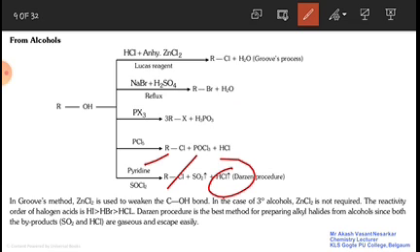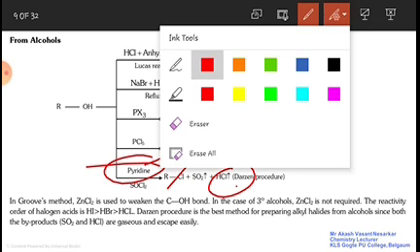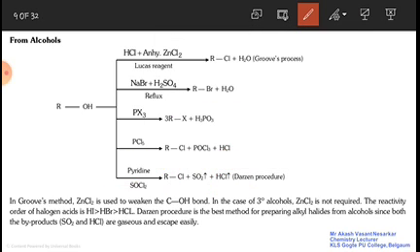So you will get alkyl chloride, and sulfur dioxide gas is liberated, and HCl also. To neutralize HCl, we are using what? Pyridine. So this process is known as Darzens process.